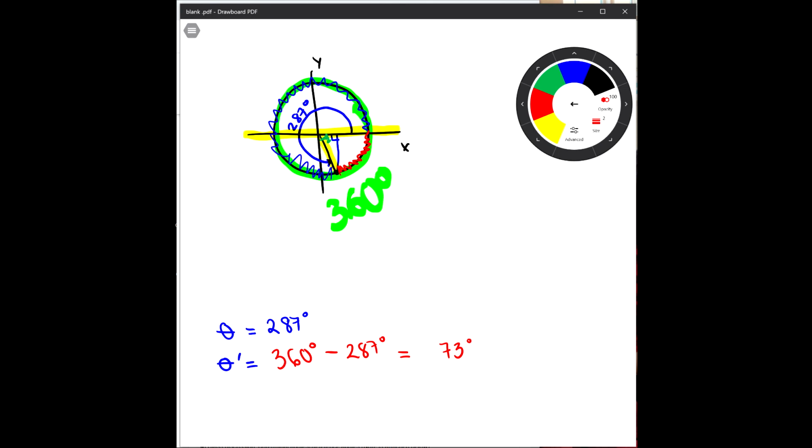Alright, hopefully my examples help you understand how to find a reference angle. And keep in mind there are several rules we need to know about reference angles. First, the reference angle is always positive. The reference angle is always less than 90 degrees. Alright.